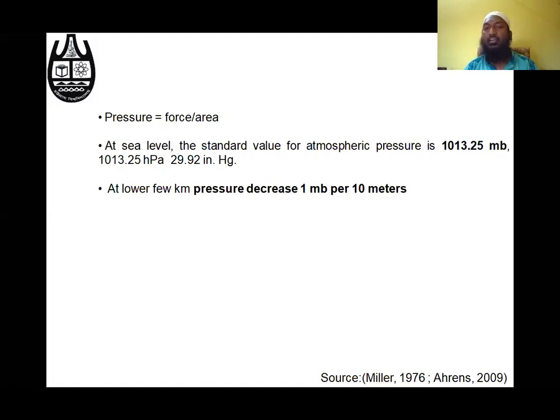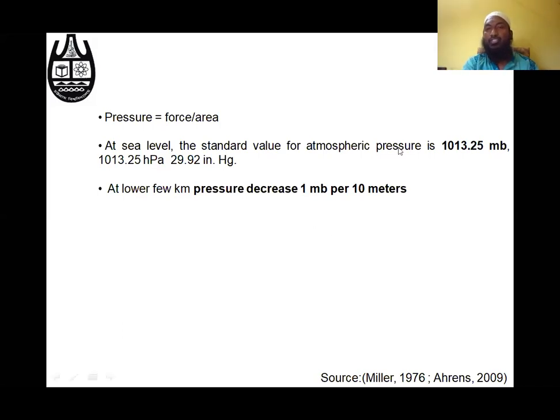Generally, 1 millibar is reduced per 10 meters. If you go 10 meters above, then 1 millibar will drop. Now if you go 1 kilometer above, then 100 millibar will be reduced. Similarly, other characteristics will also change.